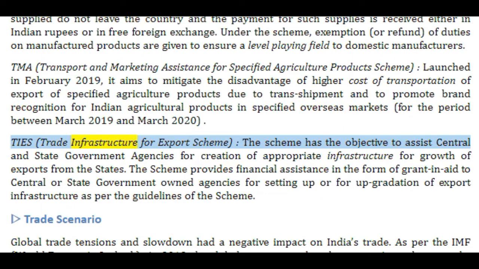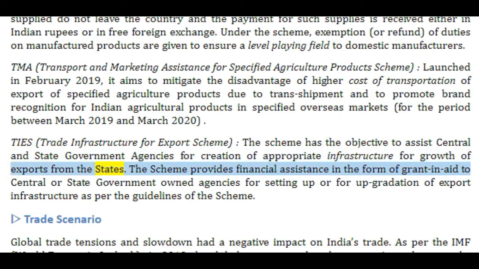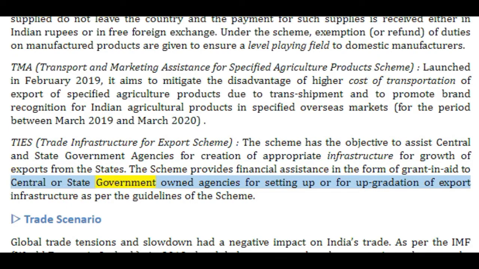TIES, Trade Infrastructure for Export Scheme. The scheme has the objective to assist central and state government agencies for creation of appropriate infrastructure for growth of exports from the states. The scheme provides financial assistance in the form of grant-in-aid to central or state government-owned agencies for setting up or for upgradation of export infrastructure, as per the guidelines of the scheme.